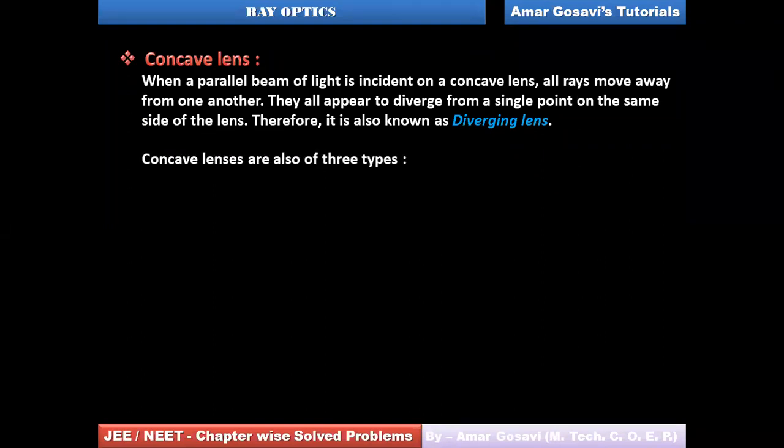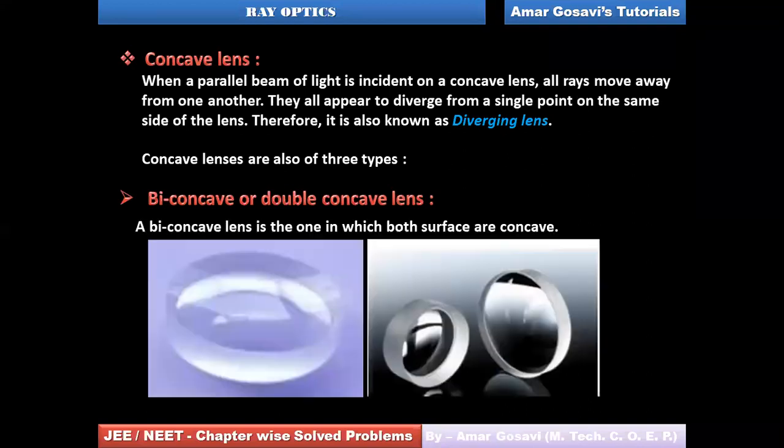Now, these concave lenses are also of three types. Let's talk about the first type, where both the surfaces of the lens are concave. We call it double concave, or you also call such a lens biconcave, friends. A diagram will make things very clear here. You can see both the surfaces of the lens are concave in nature. Such lenses we categorize as biconcave or double concave lens. Please make a note of it.